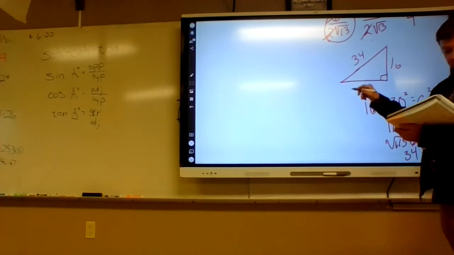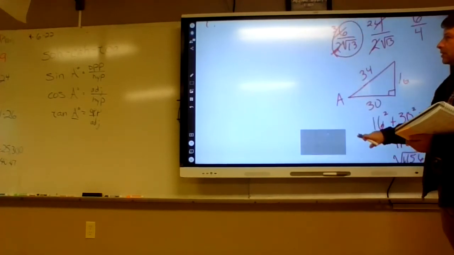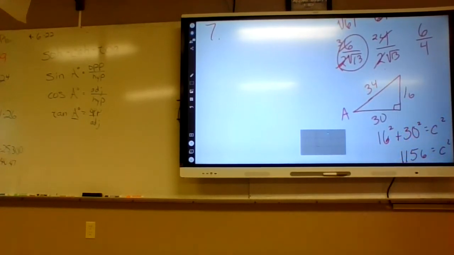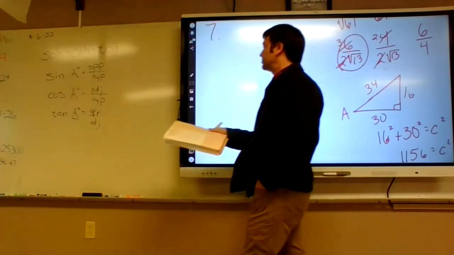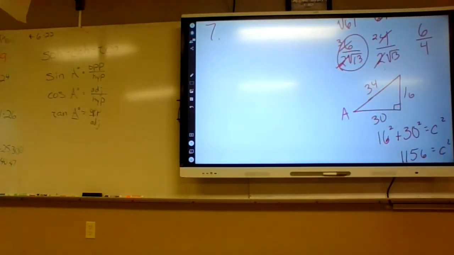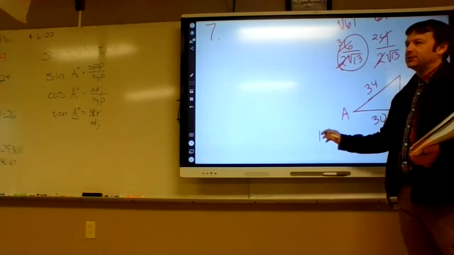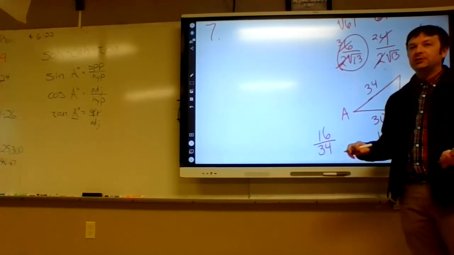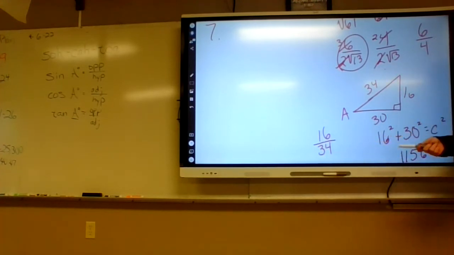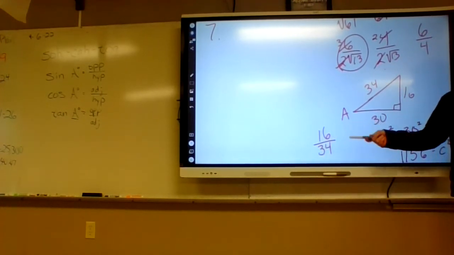And on 7, we're supposed to be using angle A here. Okay, so where did we leave off? Carson, using this triangle right here, what's sine of angle A? So we need opposite and hypotenuse. What's opposite of angle A? 16. What's the hypotenuse? 34. Now normally that would reduce, but in this case we don't need to reduce it. You guys know why? Because we're about to change it into a decimal. How do I change that to a decimal? Just divide 16 by 34.